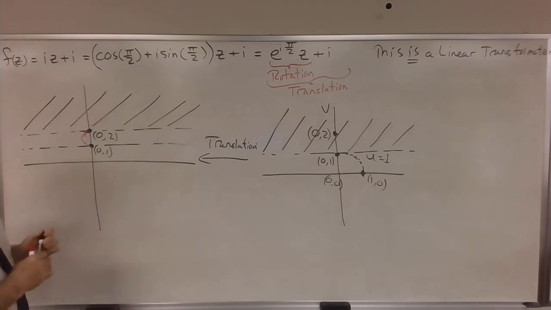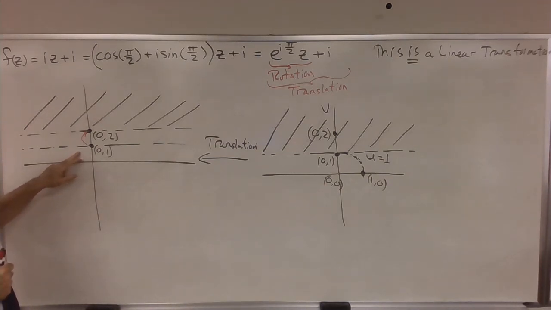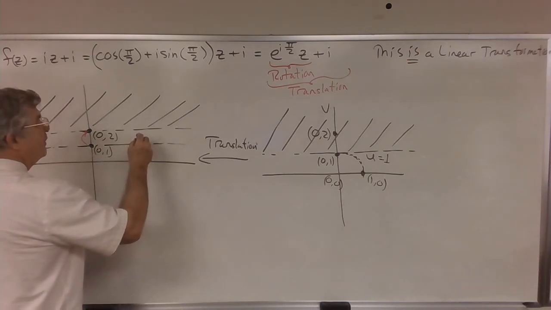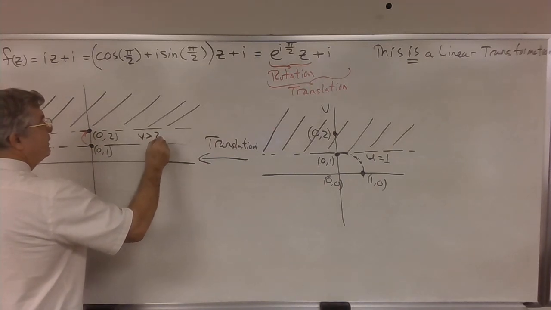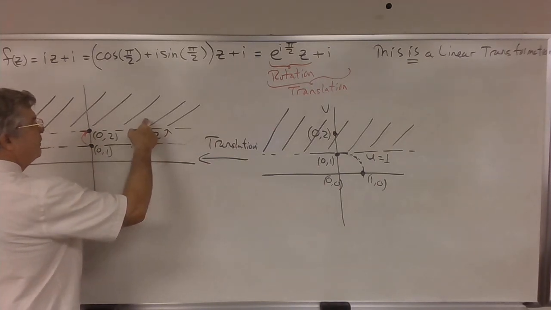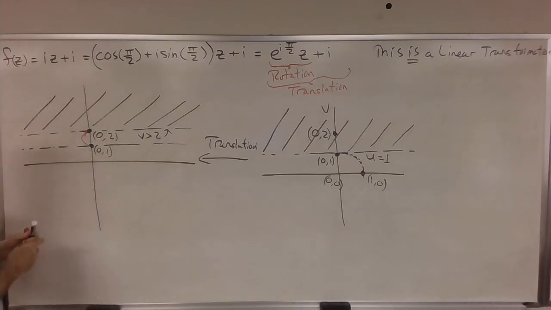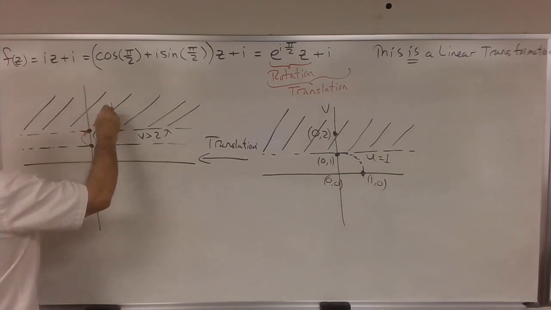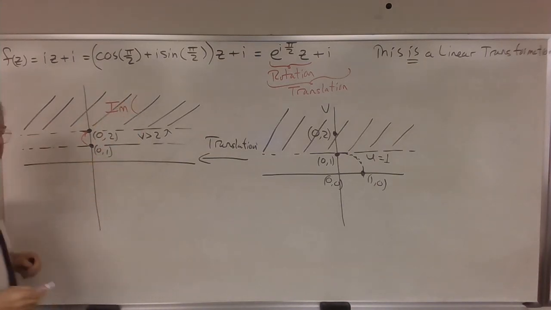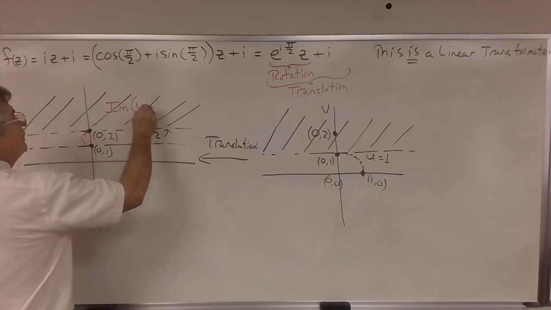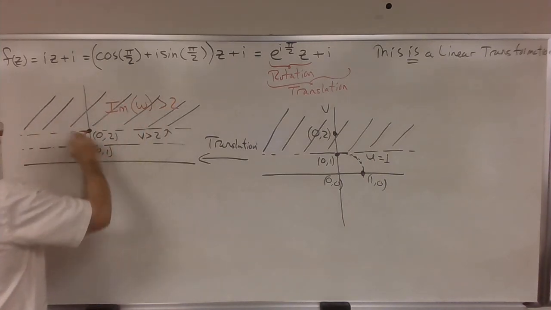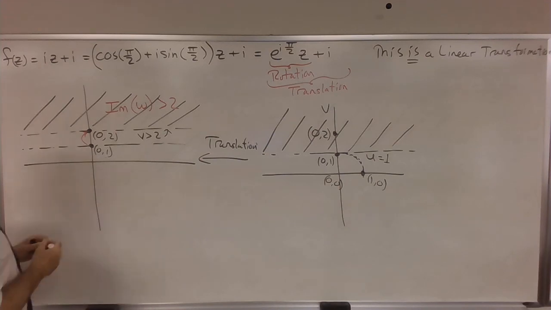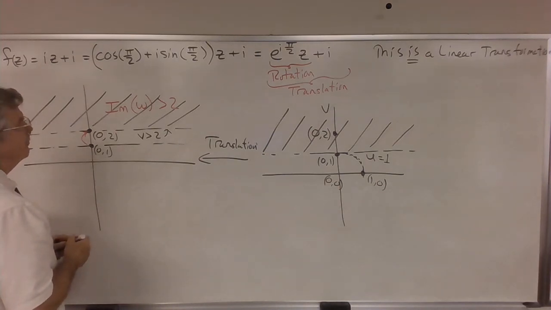So the image of this transformation is indeed the upper half plane. V greater than 2, or imaginary part greater than 2. Now let's see, how did that read? Did it say imaginary part of W? Is that what it was? Yeah. Imaginary part of W greater than 2. That's this region. Yes.